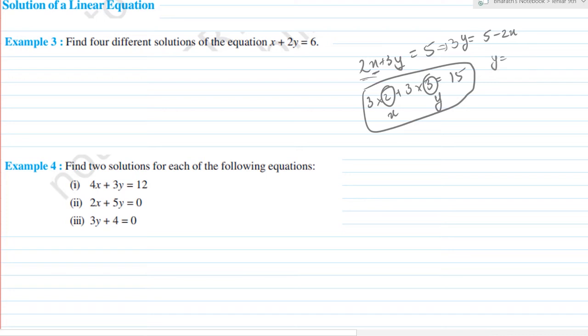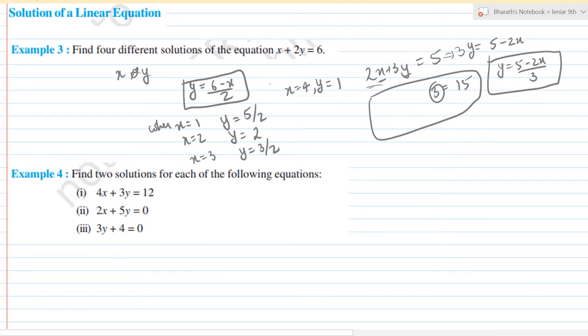So y is equal to 5 minus 2x divided by 3. Now in this equation, put x is equal to 1. Then the y value we get is 5 minus 2 divided by 3, which is 1. In the same way, put x is equal to 2, then find out the y value, and put x as 3 and find the y value. That's it.